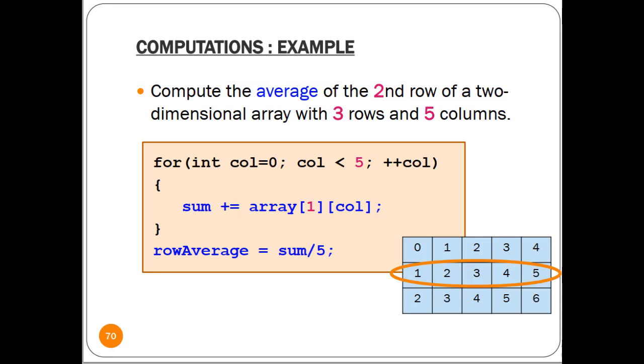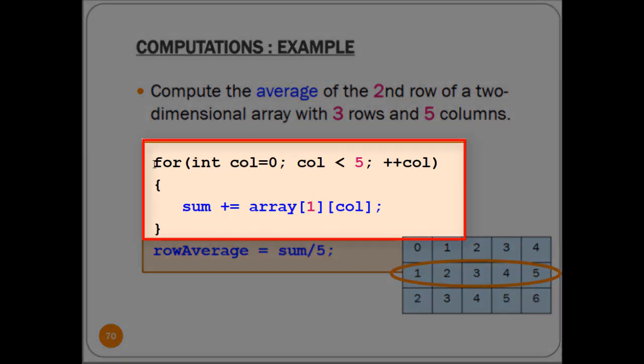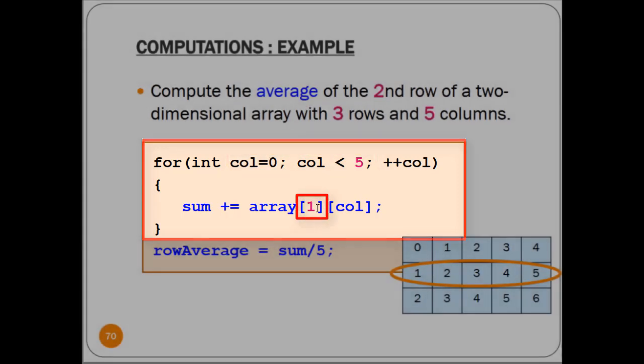If we look at this example, compute the average of the second row of a two-dimensional array with 3 rows and 5 columns. Let's say this is our array. It has 3 rows with 5 columns. We want to calculate the average of the values in the second row. If you look at the code here, it's not a nested for loop, but just a single for loop. We go through the columns from column 0 until column 4. And here the row number is fixed. It's not going to change on each iteration.